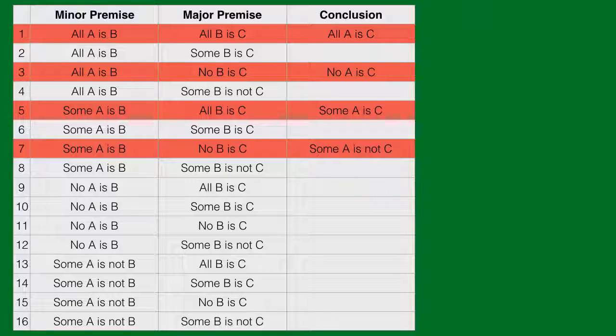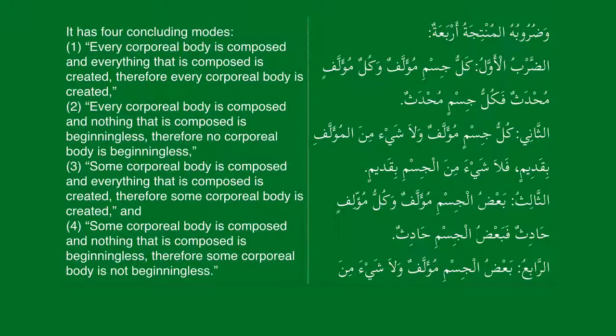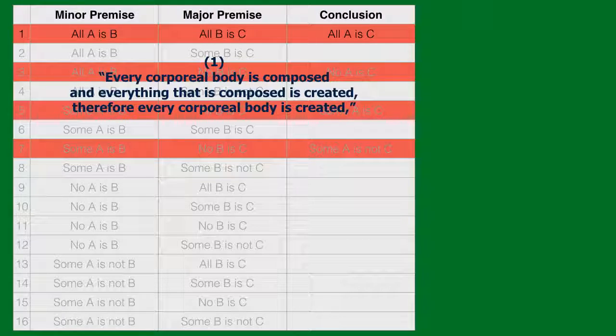Now, talking about A's and B's and C's can be quite abstract, and for beginners it can prevent them from seeing the significance of what's being said. And so Athiruddin al-Abhari gives us specific examples with specific subjects and specific predicates for each of these four concluding modes. And so we'll take his text and put it onto the table that we just saw. He says it has four concluding modes. The first one is, he gives an example.